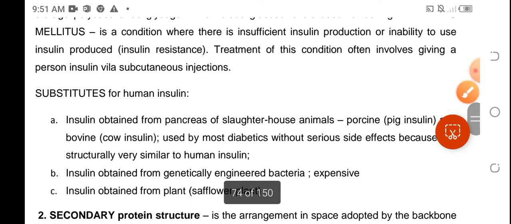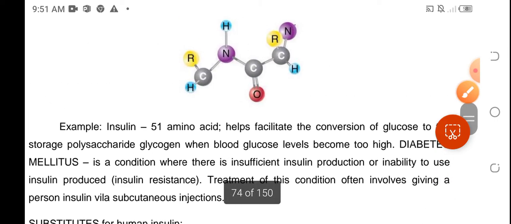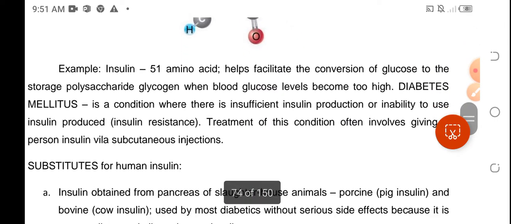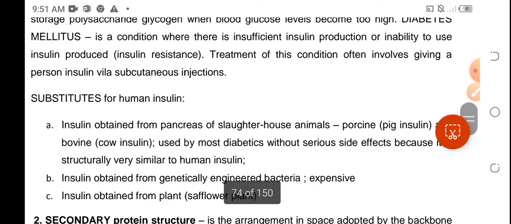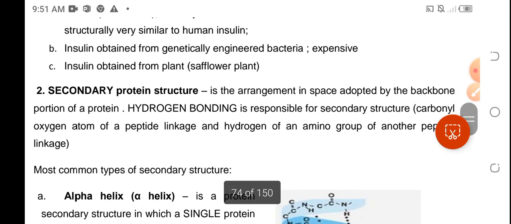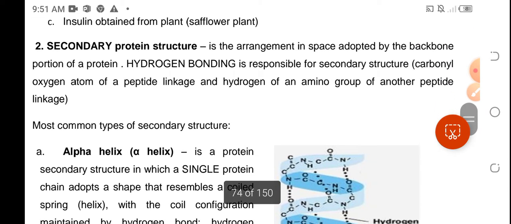Okay, so again, proteins arranged in a zigzag manner because of the carbon and nitrogen tetrahedral orientation in the backbone of the protein refer to the primary protein structure. Now, pag sinabi naman nating secondary protein structure, hindi na yung carbon and nitrogen ang involved. Okay?